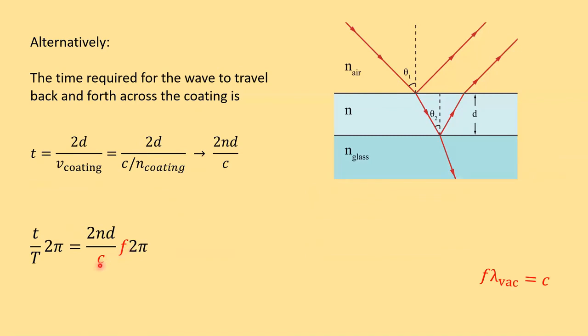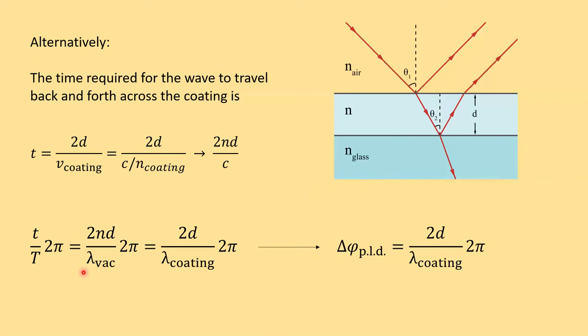Let's replace f over c by the reciprocal of the wavelength in vacuum. That's what I'm doing with this formula here. And then I can recognize that the wavelength in vacuum divided by n gives you the wavelength in the material, in the coating. Lambda vac over n is lambda in the coating. So I'll make that replacement. And I think we're just about done here. That's it. I was trying to come up with the formula for the phase shift due to the path length difference by thinking in terms of how long it would take the second wave to cross that path length difference, expressing that time as a fraction of the period, and lastly multiplying by 2 pi. This is the same formula that I came up with before. However you'd like to think about it, just know how to use it.